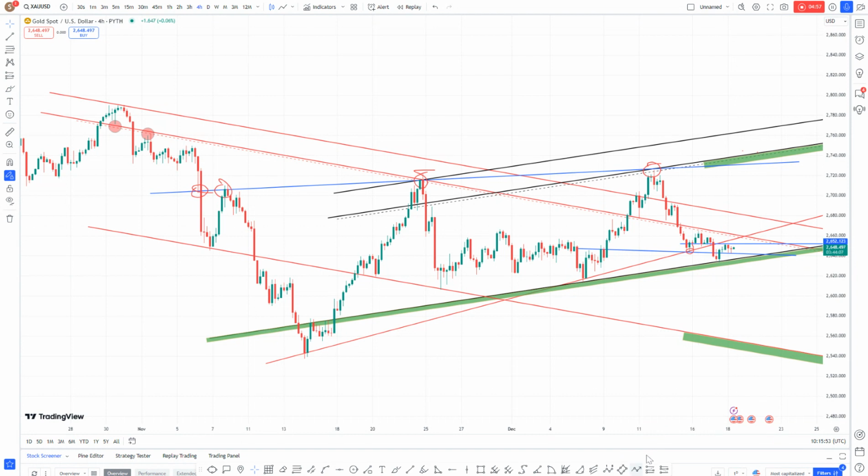On the flip side, if they continue to insist and they manage to return back to this angle, if they return here, it's a buy.